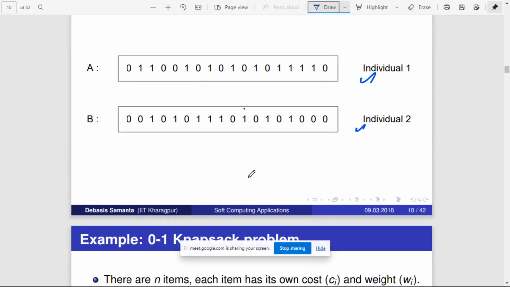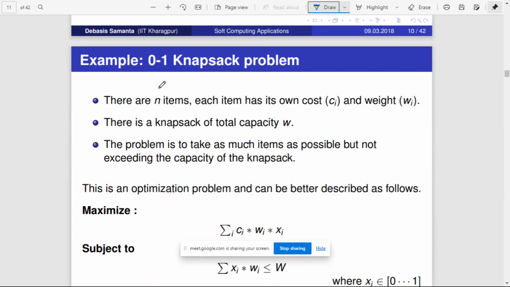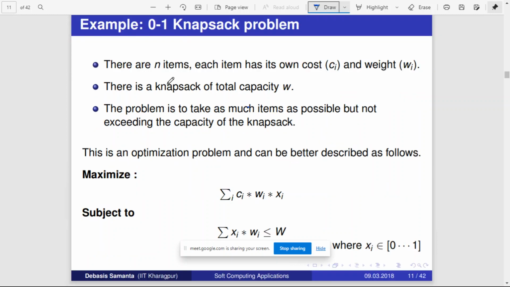So let us discuss this with an example. We'll take this problem, called the 0-1 knapsack problem. The question is this: there are n items. Each item has its own cost and weight. So say a shop or a place has n items, and each item has its cost and its weight. And there is a knapsack. Knapsack is nothing but a bag, and the total capacity of the bag is W. That is, the bag can hold only this much weight. It cannot hold anything beyond this weight.